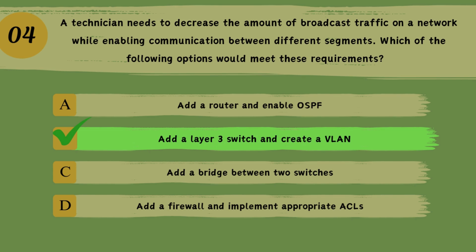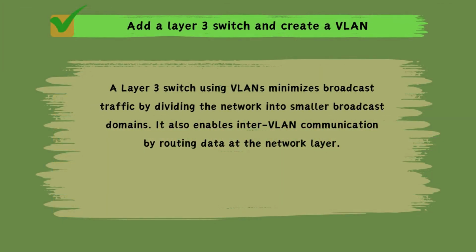Correct answer: B. Add a Layer 3 switch and create a VLAN. A Layer 3 switch using VLANs minimizes broadcast traffic by dividing the network into smaller broadcast domains. It also enables inter-VLAN communication by routing data at the network layer.